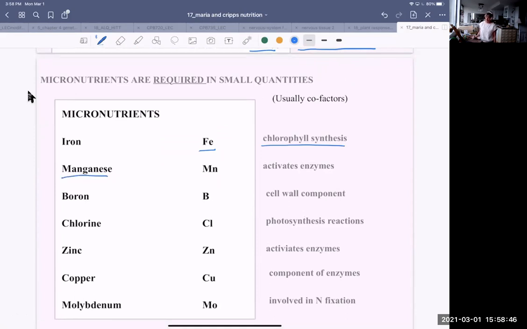Manganese, it activates enzymes. Boron is a cell wall component. These are all very important micronutrients, of course. Chlorine is instrumental in photosynthesis. Zinc, a cofactor, activates enzymes. Copper is a component of enzymes. And molybdenum. It's involved in nitrogen fixation, which is a very important process in that a lot of nitrogen, especially N2, which is from the air, is basically useless for plants. It has to be fixed into other nitrogen types.